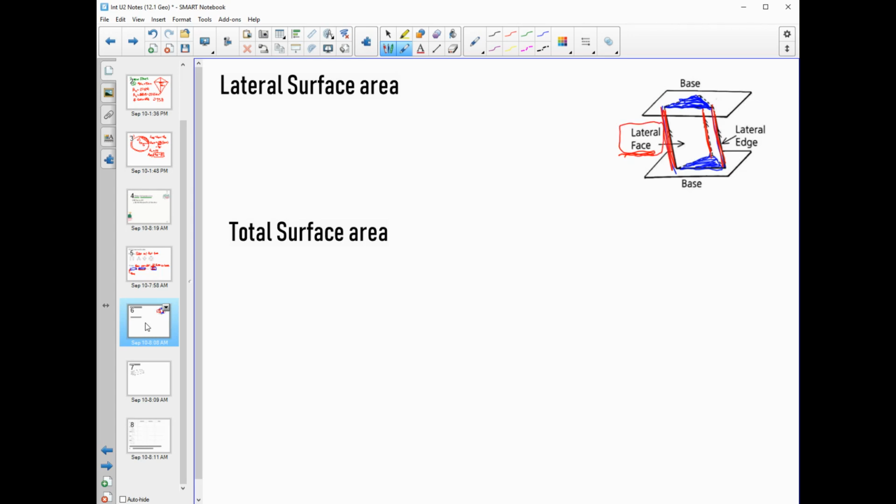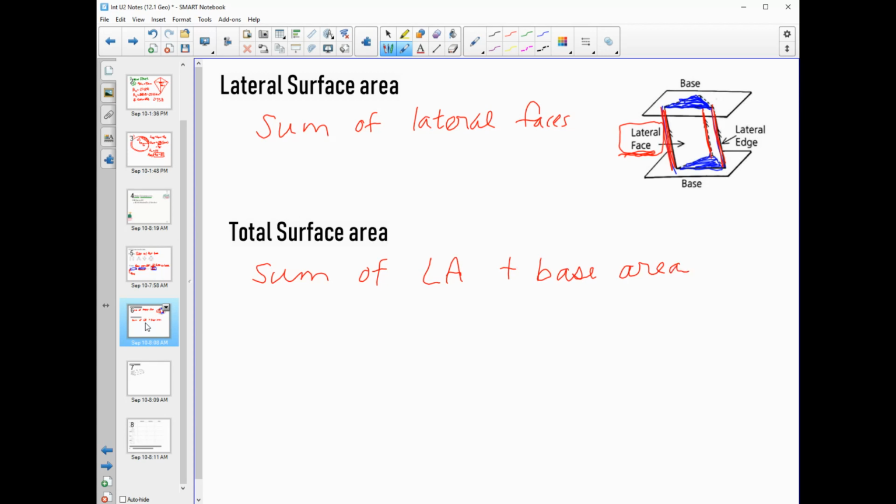So the lateral surface area is the sum of the lateral faces. And the total surface area is the sum of the lateral area and the base area. So sometimes we find with the bases and sometimes we find without the bases. So this sometimes we refer to as LA, lateral area.